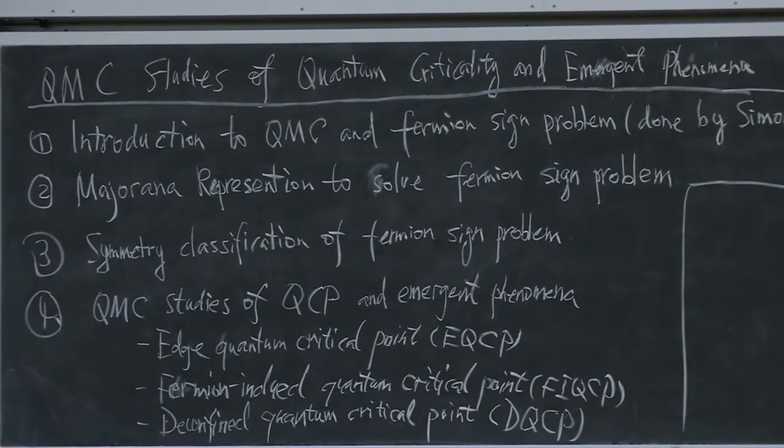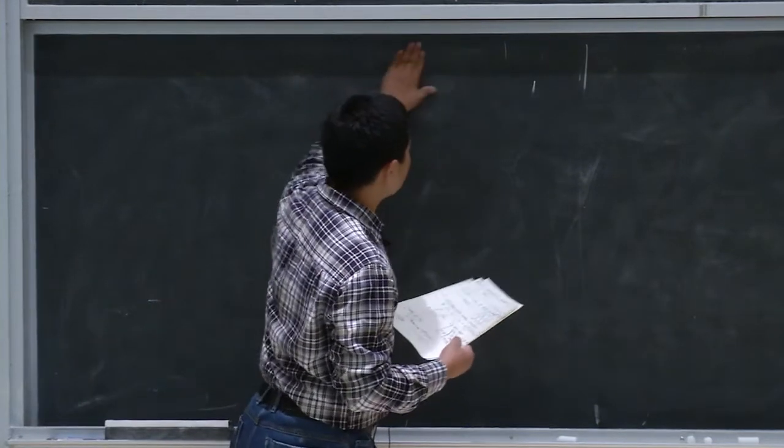Okay, let me try. The first one is the edge quantum critical point. And this I discussed a little bit yesterday using renormalization group analysis, the quantum critical point on the surface of a topological superconductor. Ashvin Vishwanath also has a nice proposal of realizing supersymmetry on the boundary quantum critical point of a topological insulator or topological superconductors.